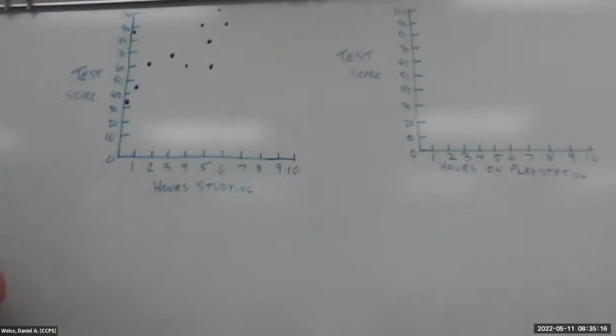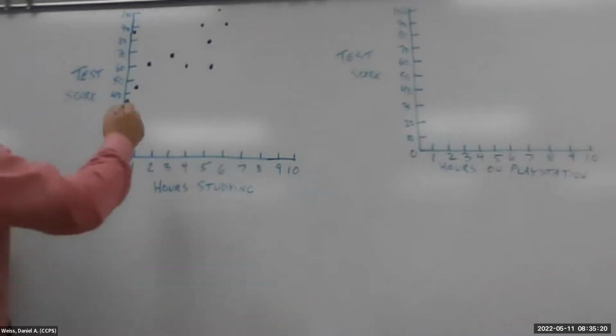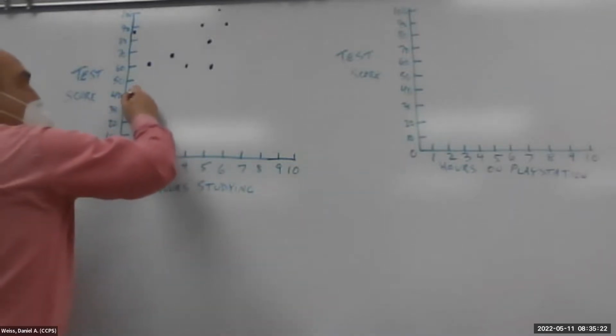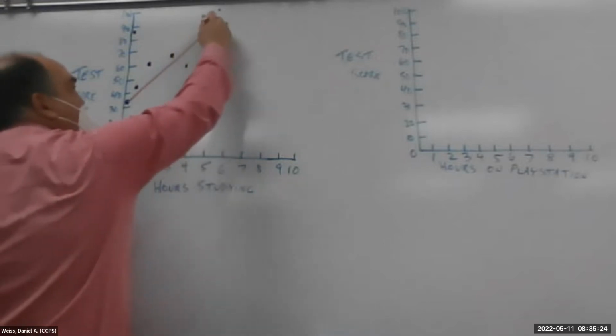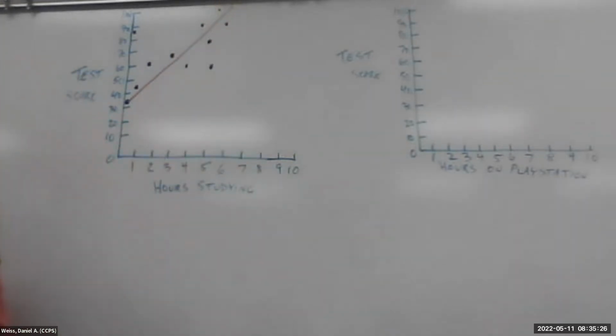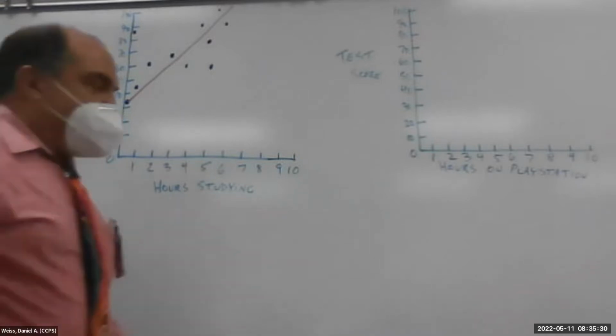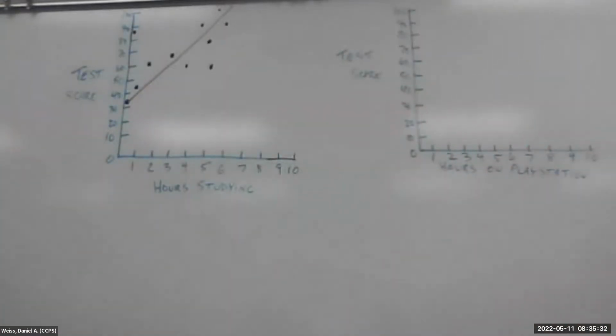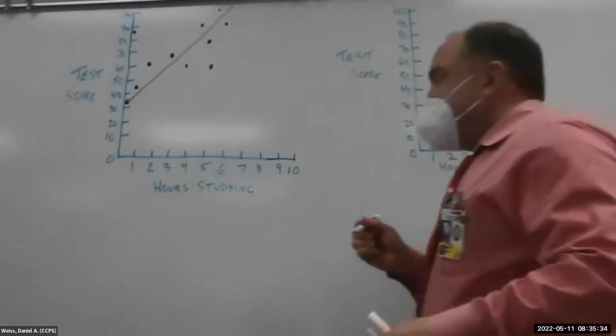So does it make sense that if I were to make a line, it would look something like this, right? This is called a positive correlation, a positive correlation. Okay.